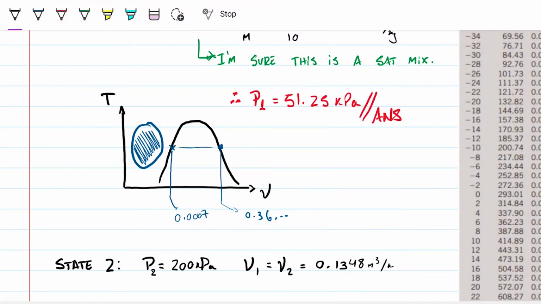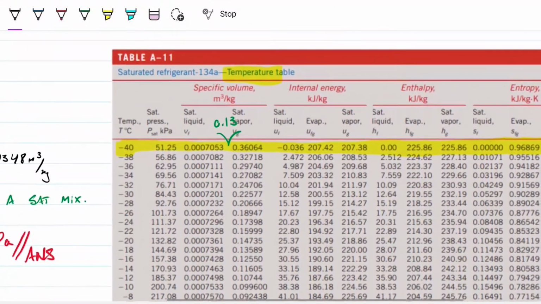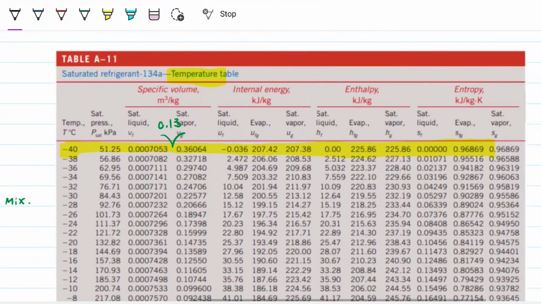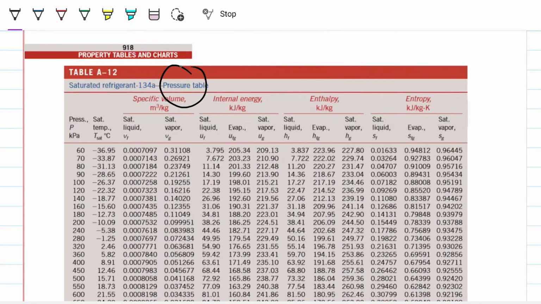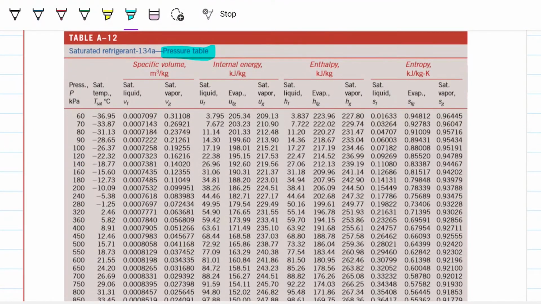All right, so now I have a pressure, not a temperature, so I cannot use this table. I'm going to have to scroll down all the way to my pressure table, and here's my pressure table. So I'm looking at pressure now, not temperature, and I'm looking for 200 kilopascals here, so I'm looking for this one here.